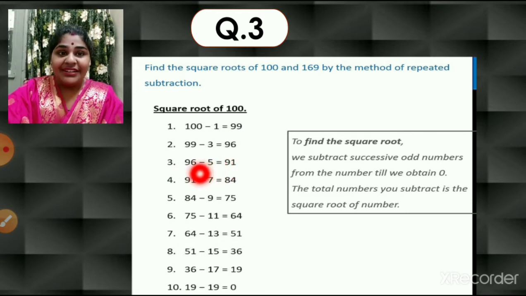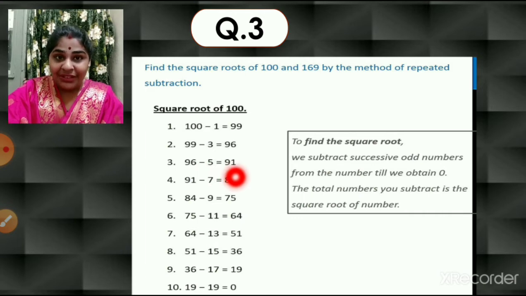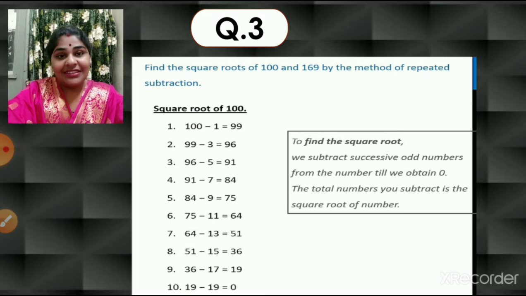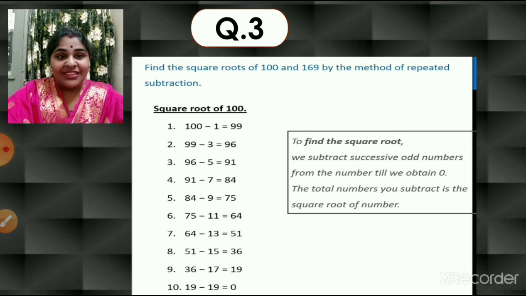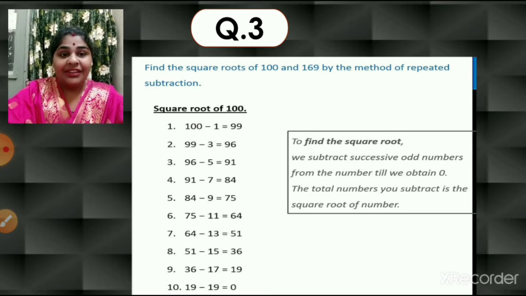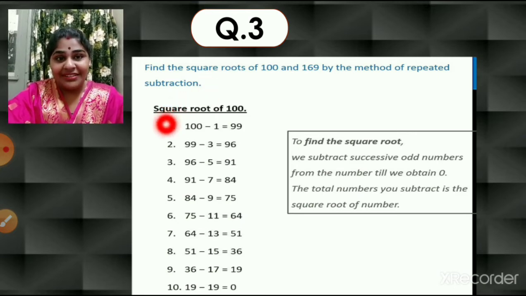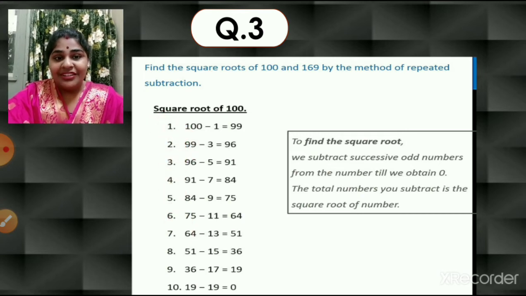So 96 minus 5 will be equal to 91, and so on you have to do until you get 0. So at the 10th step you can see we got 19 minus 19 is equal to 0. So you have to now count in how many steps you got 0. That is, you can see we have numbered here, step 1, 2, 3 and so on. So at the 10th step we are getting 0.